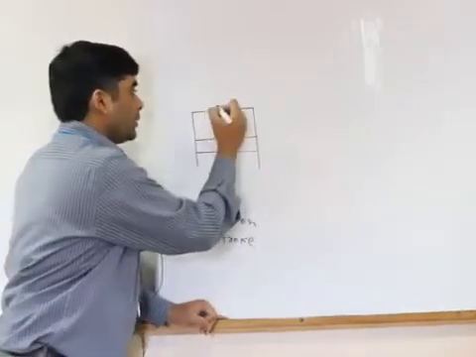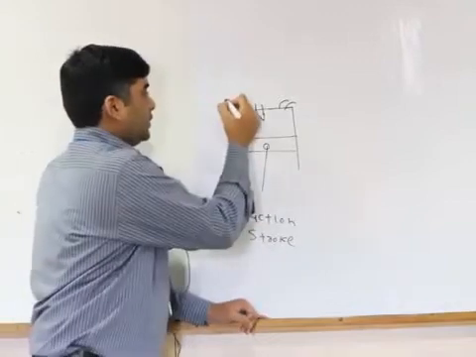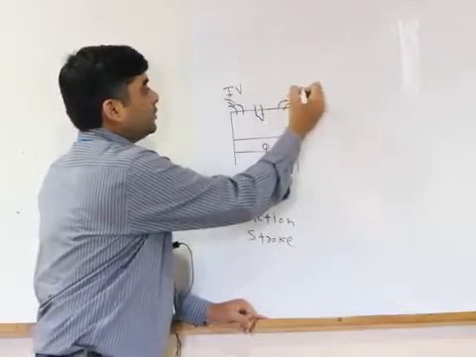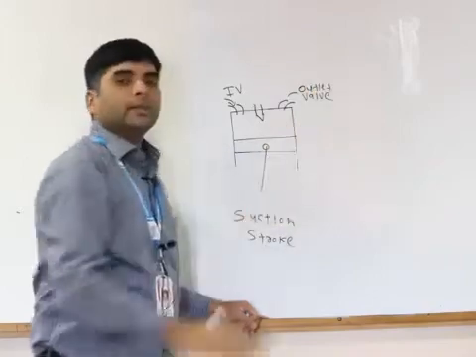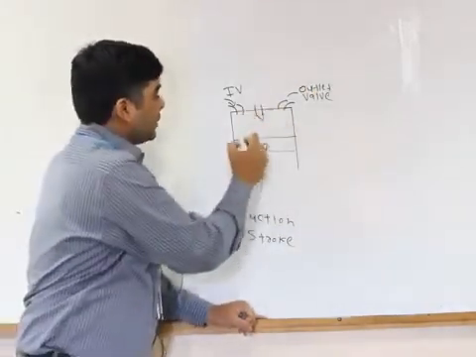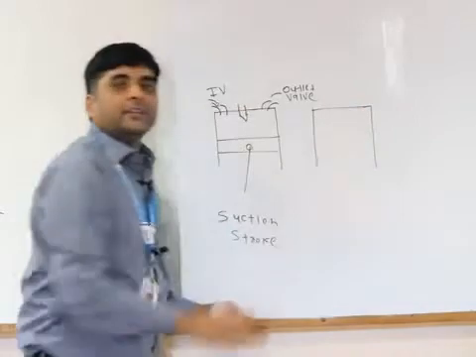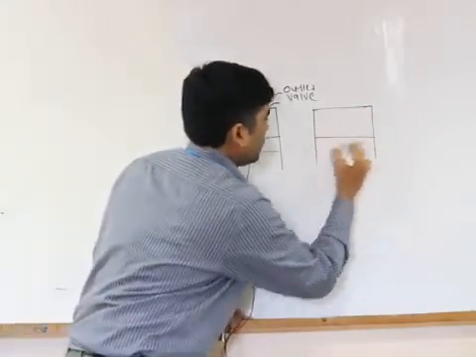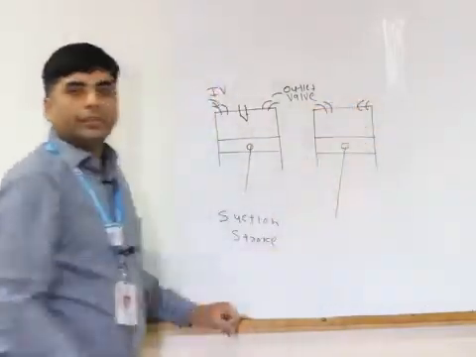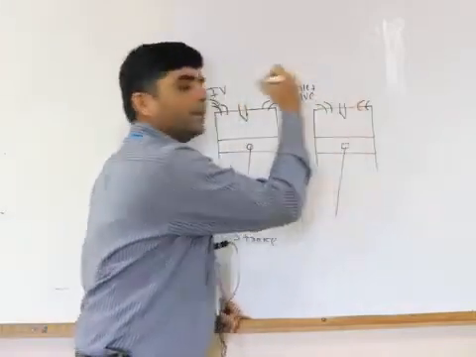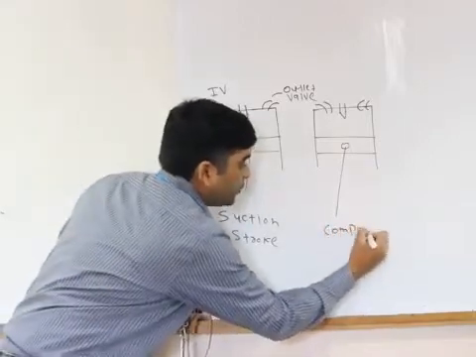Suction stroke of a petrol engine. This is a spark plug, and these are the inlet valve and the exhaust valve, also called the outlet valve. The first stroke is the suction stroke, and the second stroke is the compression stroke, again with inlet valve, exhaust valve, and spark plug. Now we see how the suction stroke and the compression stroke work.